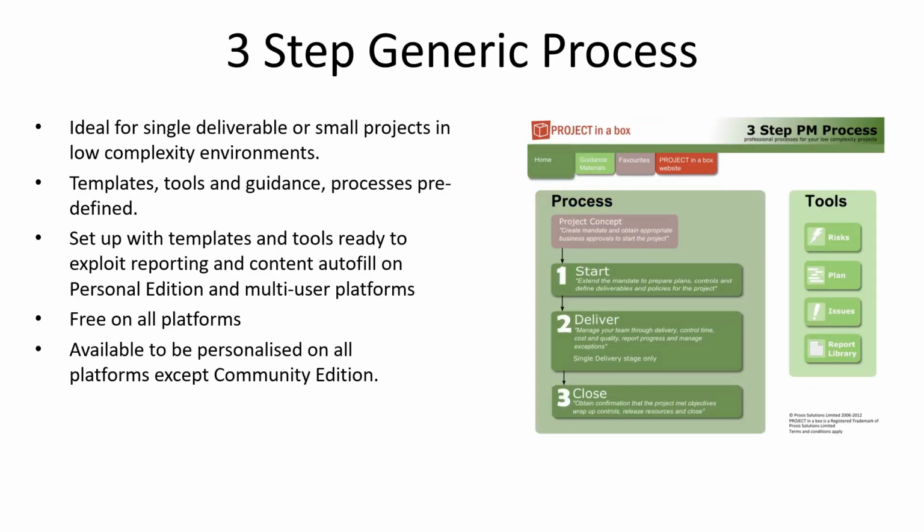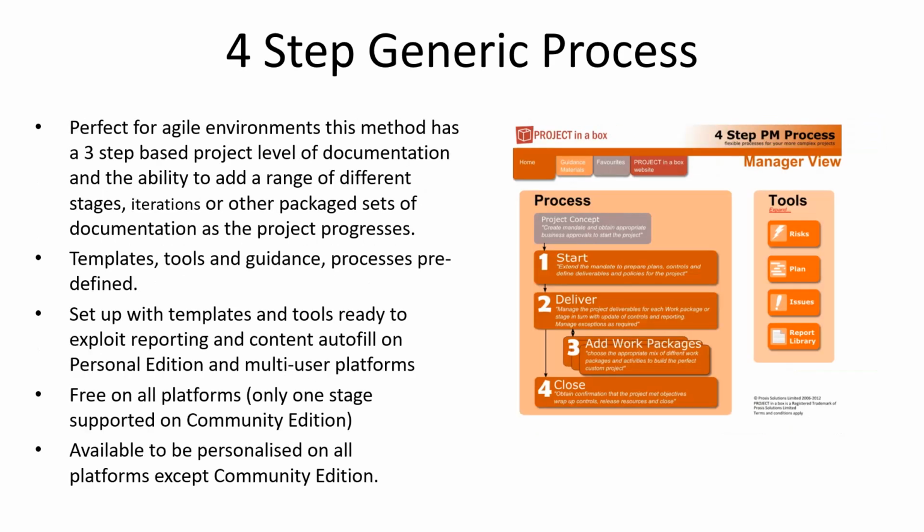This is a 3-step process. This is the smallest of our standard project methodologies. It's for single delivery activities only, single delivery stages only, and it has a core set of documentation for managing a project at this level. This is interchangeable with a 1-step project, so you can start as a 3, realise you've got it not quite right, downgrade it to a 1 if you needed to, or start with a 1 and upgrade it to a 3. All the tools, templates, and process materials, guidance, etc. are included again.